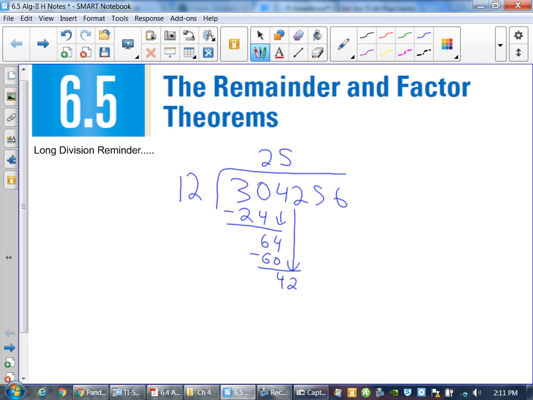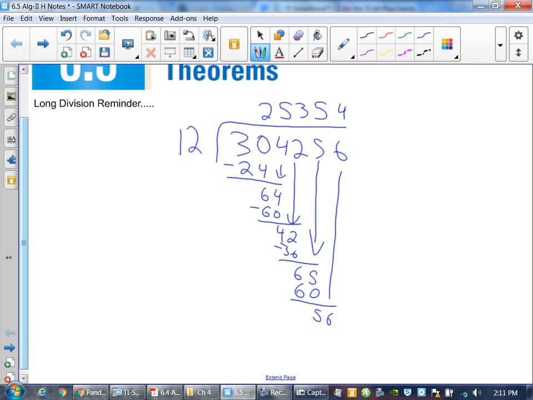12 goes into 42. How many times? 3. Very good. Put a 3 up here. 3 times 12 is 36. Subtract it out, we get a 6. Bring the 5 down again. Hey, look at that, 65. 5, very good. 60. Bring down the last 6. And 12 into 56 is going to be a 4. 48. And then you have a remainder of 8.